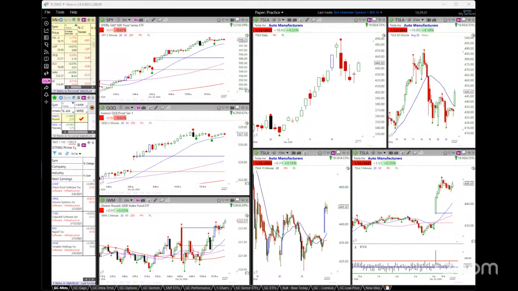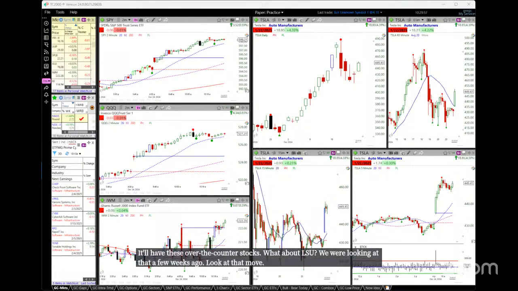It's giving me Neo. Another bottom fisher. SES. He loves these over-the-counter stocks. What about ELSA? We were looking at that a few weeks ago. You look at that move. We were looking at it right on the bar.